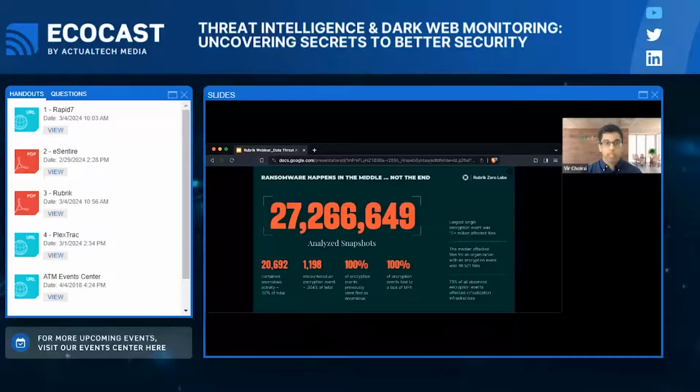Now, out of over 27 million analyzed snapshots, about 21,000 of those contained anomalous activity. That's about 0.07% of the total. About 1,200 encountered an encryption event, and that's 0.004% of total. Now, notably, 100% of encryption events were previously identified as anomalous, and 100% of encryption events were tied to a lack of multi-factor authentication. Now, the number of impacted files could range from thousands to the millions. And nearly 3/4 of observed encryption events affected virtualization infrastructure.